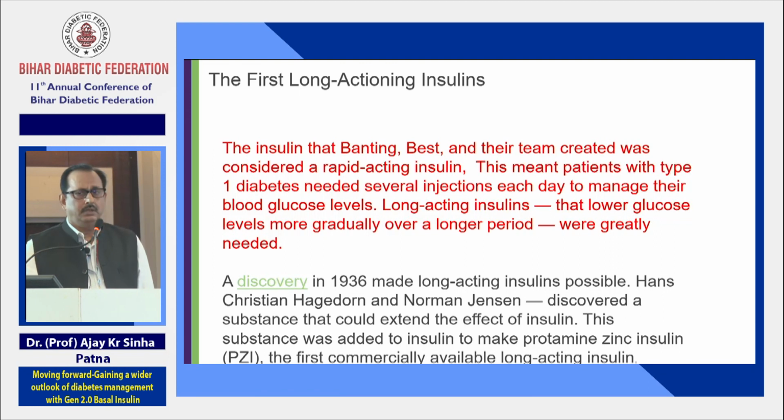A discovery in 1936 by another doctor made long-acting insulin possible. His name was Hans Christian Hagedorn. We know the NPH; the H is based on the name of the discoverer, Hagedorn, who created the other laboratory in the world, Novo. So he was the doctor who discovered the NPH, and that again was a good discovery at that point of time.